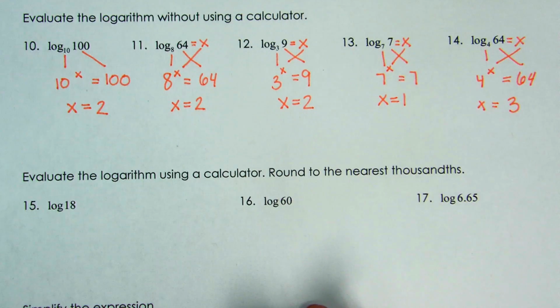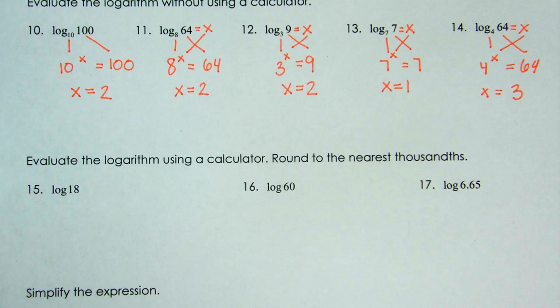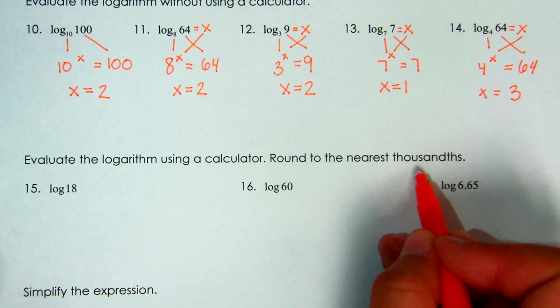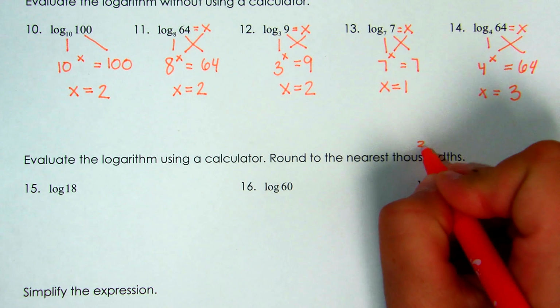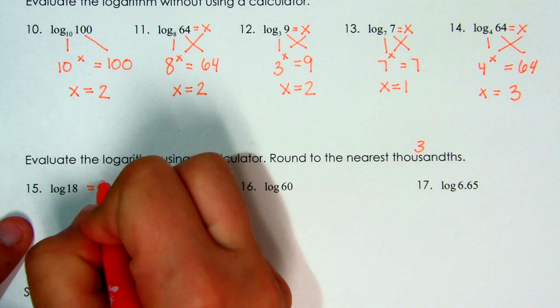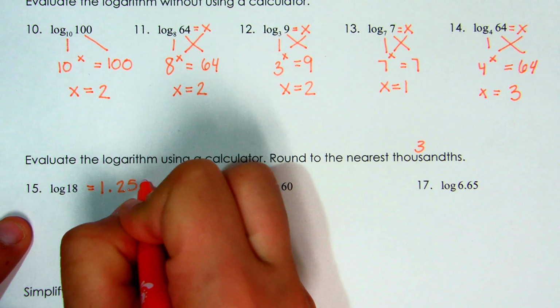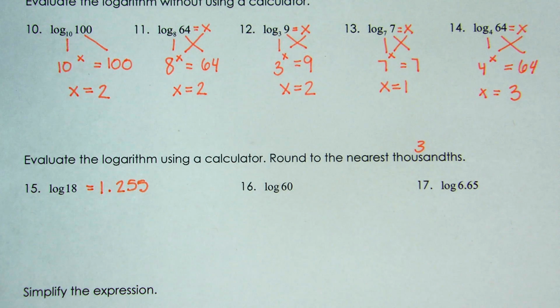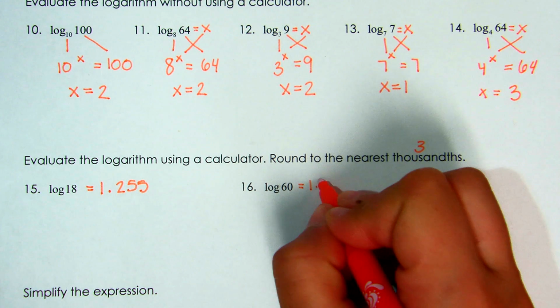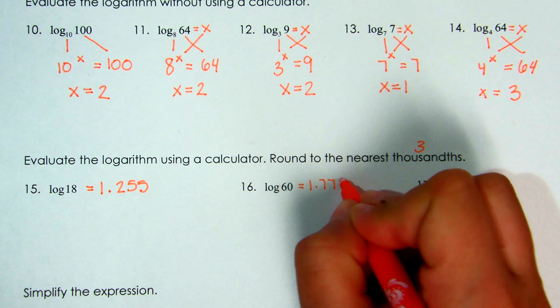Alright, the next one tells me to evaluate using the calculator. Remember, the log button is right next to the number 7, so log 18. And I'm going to round to the nearest thousandths, so tenths, hundredths, thousandths means 3 numbers after the decimal place. So it's equal to 1.255. Log 60 equals 1.778.